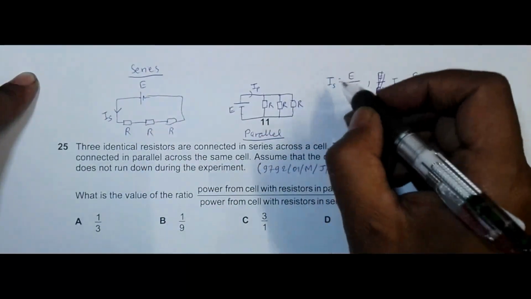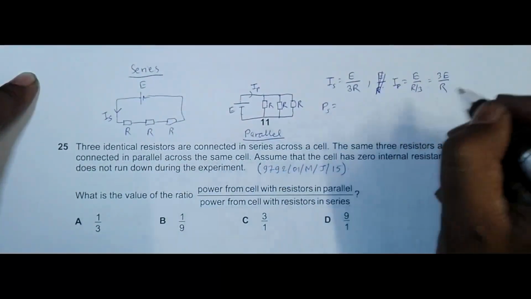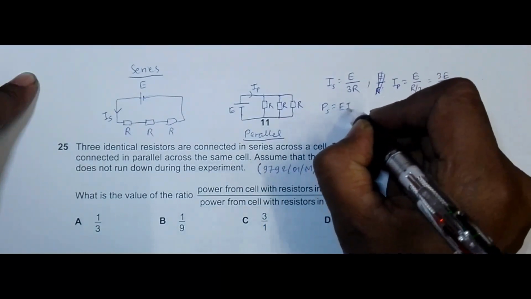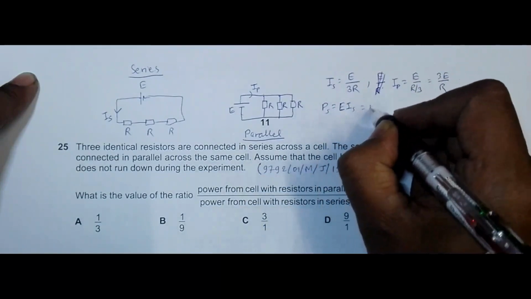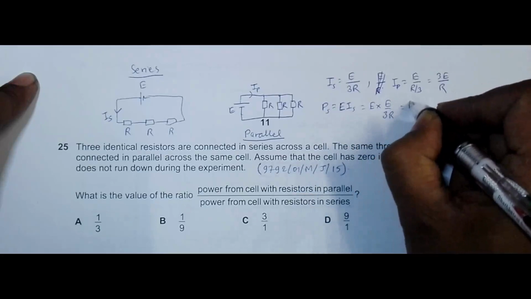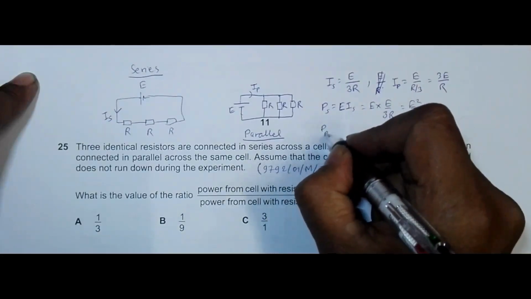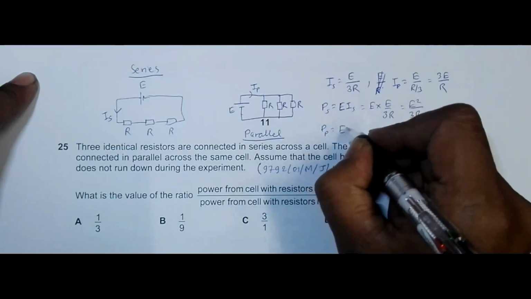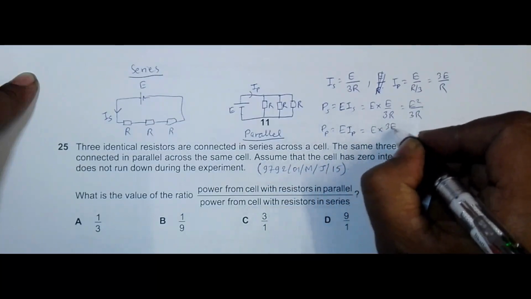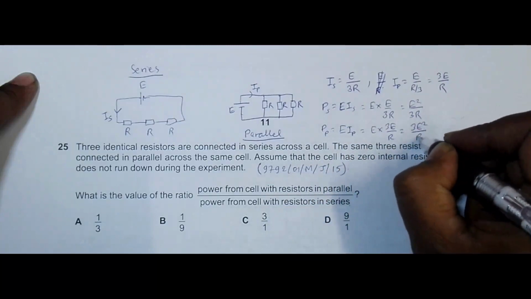Now the power from the cell, so power S should be equal to E into IS, so it's equal to E into E by 3R, which will be E square by 3R. And the power in case of parallel will be equal to, again, E into I parallel, that's equal to E into 3E by R, equal to 3E square by R.